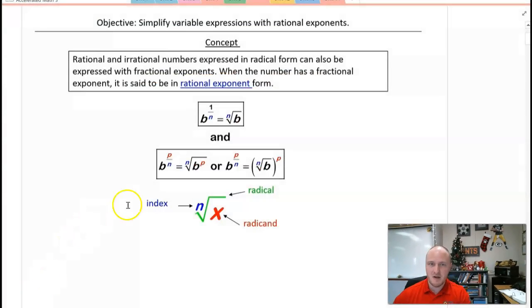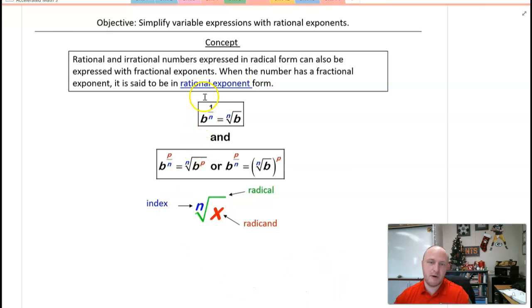So here we go. I first want to remind you that rational and irrational numbers expressed in radical form can also be rewritten to where they have fractional exponents. And when a number has a fractional exponent, it's said to be in rational exponent form. So you may see a radical expression written in two different ways.